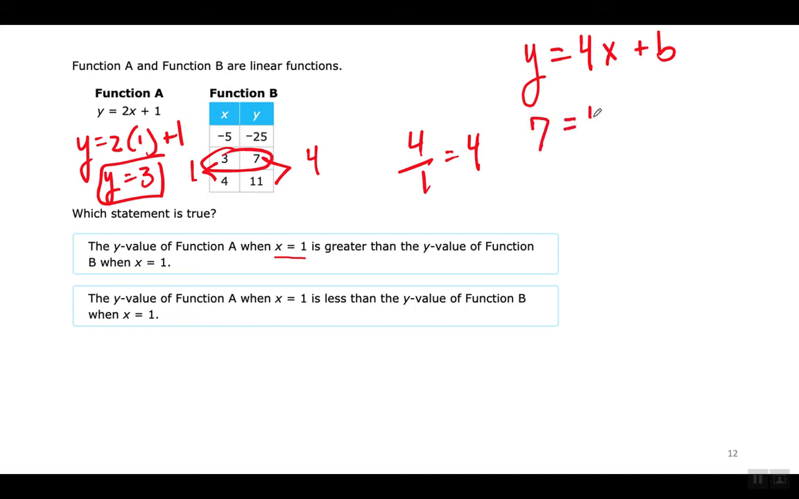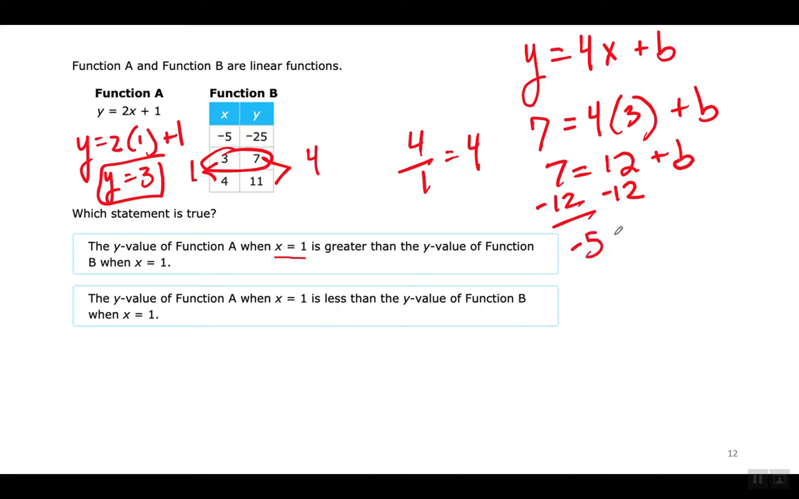I'm going to substitute 3 and 7 for x and y to find out what the y-intercept is. So I'm going to have 7 equals 12 plus b. Now subtract 12 from both sides, and I'll get b equals negative 5. So my equation for function b is y equals 4x minus 5.